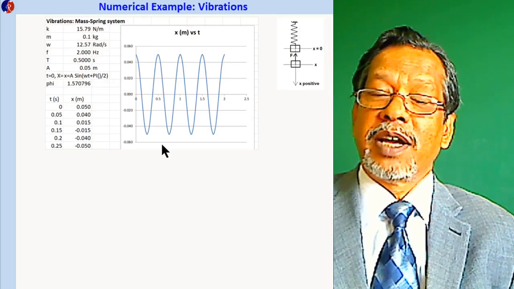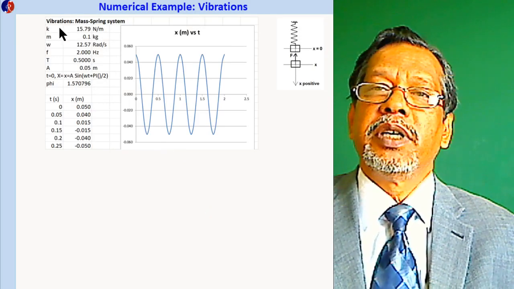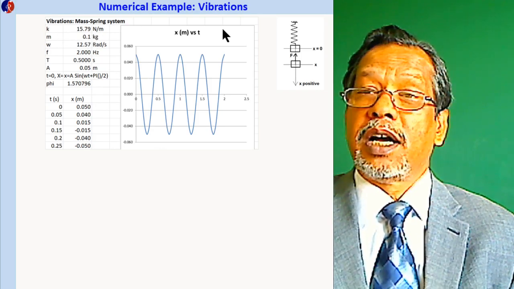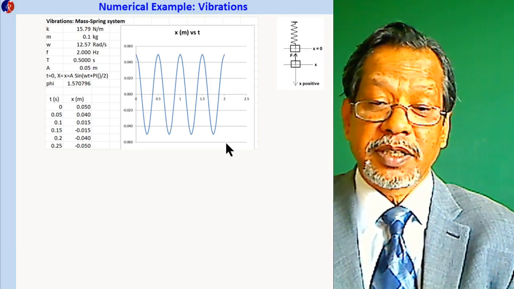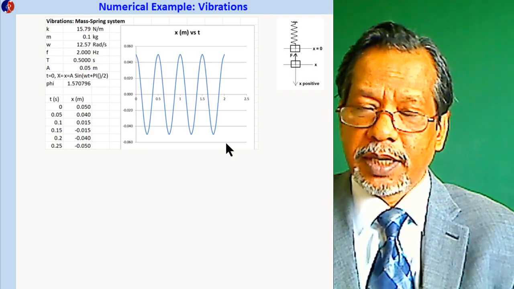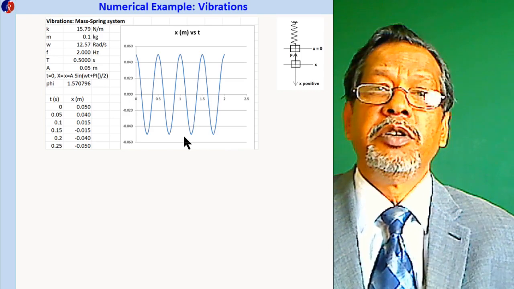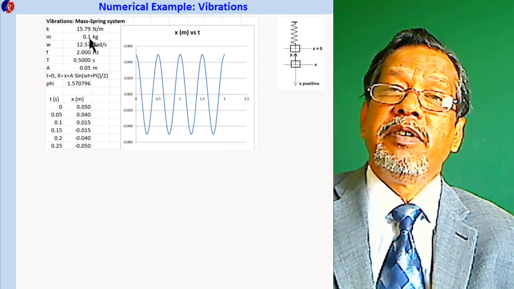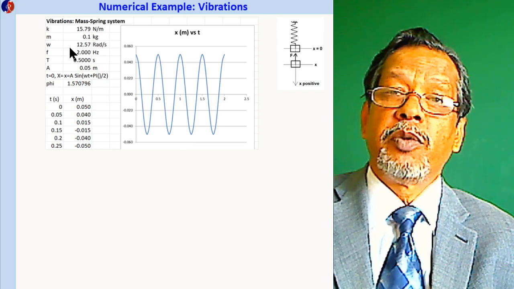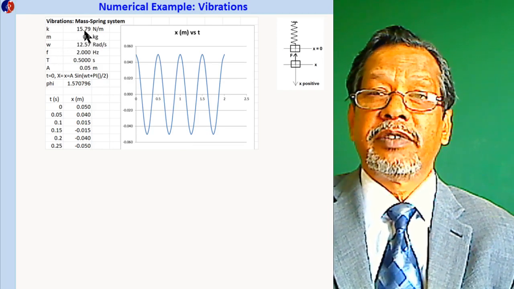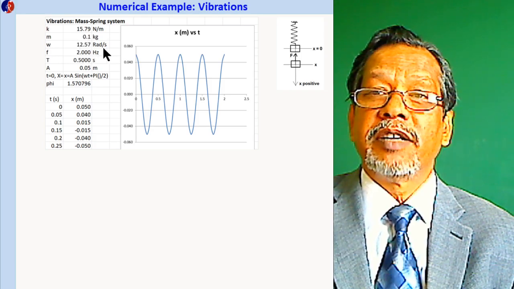Here's the numerical example of the experiment I'm doing. K, the stiffness, is given as this. I'm using Excel. You can use Excel or Mathematica. Show them the calculation or assign it as homework. They should be able to do the numerical experiment with it. Stiffness is given. Mass is 100 grams, 0.1 kilograms. Omega is the square root of K over M, which turns out to be 12.157.